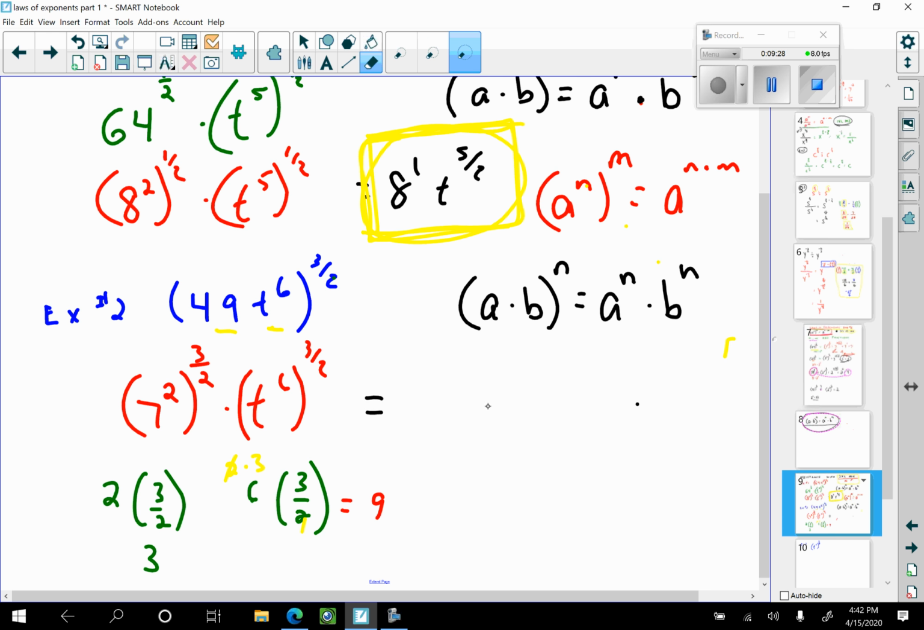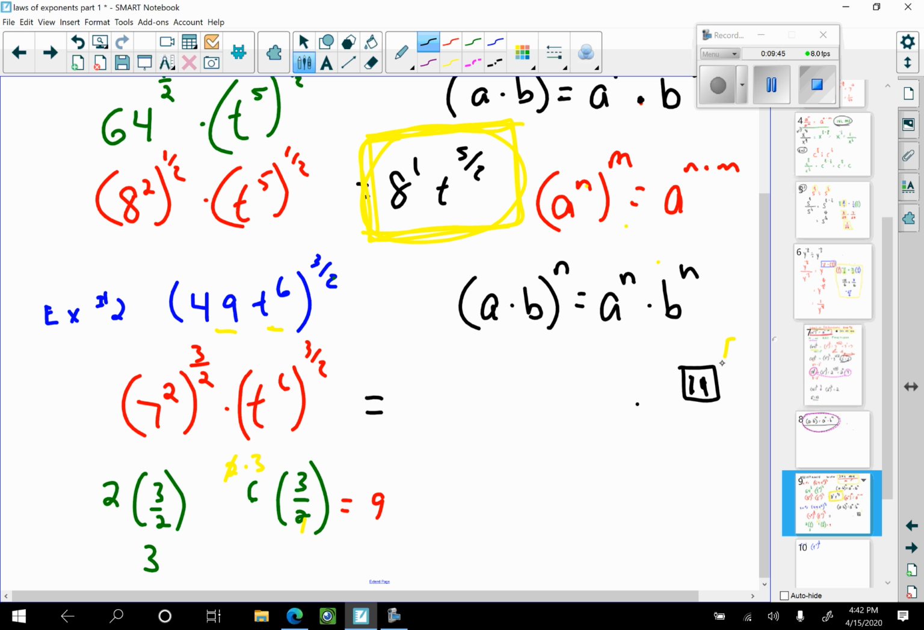Hey, wait a minute. If you think I'm going too fast, just pause the video. Hit the pause button and pause the video. The pause button is going to look like this. Pause the video.